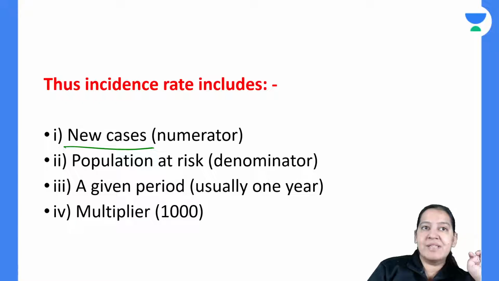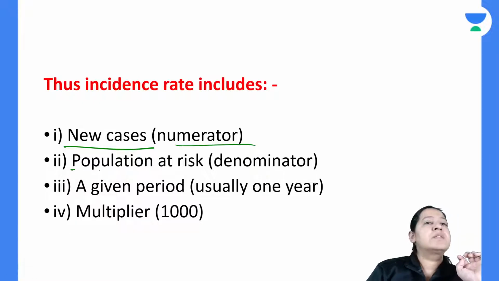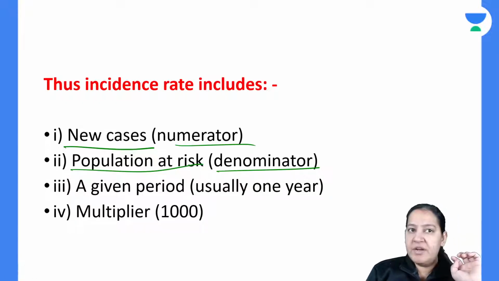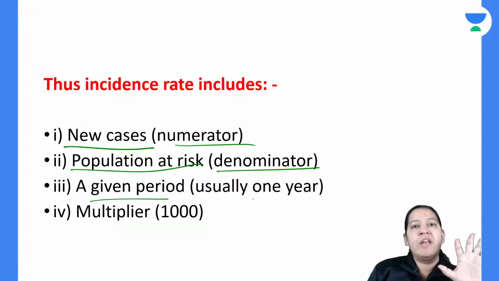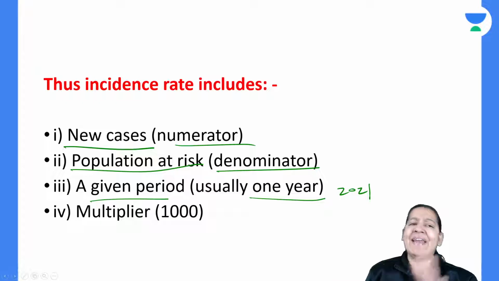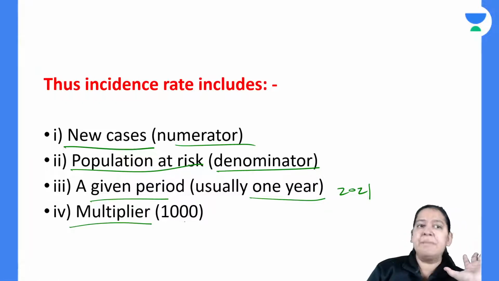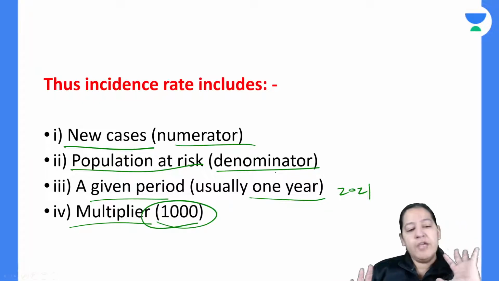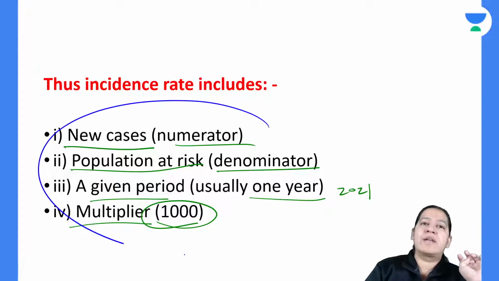How many new cases are there? That is the numerator. What is the population at risk? That is the denominator, in a given period of time, usually one calendar year. Here in my example, I have taken 2021. I can take any year. And you require a multiplier, which is always 1000. So give me a big thumbs up if you got what is incidence.